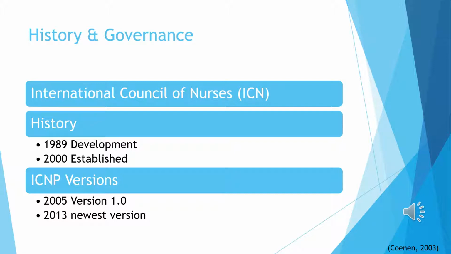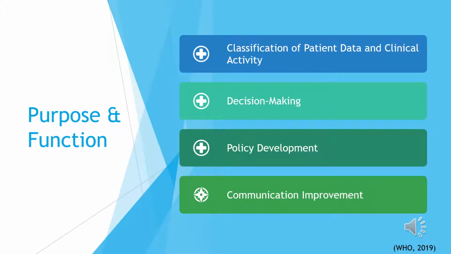In 2005, version 1.0 of the ICNP was released, and in 2013, ICNP released another version to include a new web browser and added content. The purpose and function of ICNP is to extend coverage of the domain of nursing practice as a complementary and essential part of professional health services.